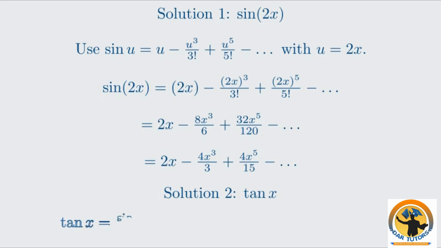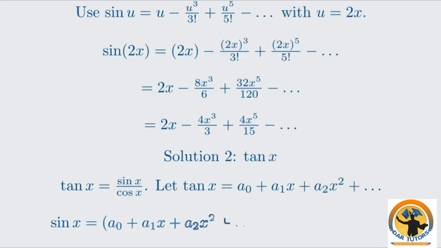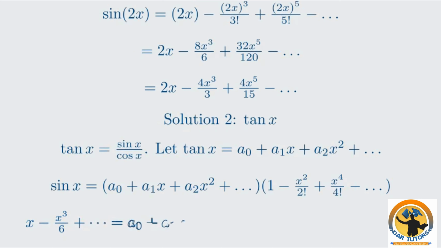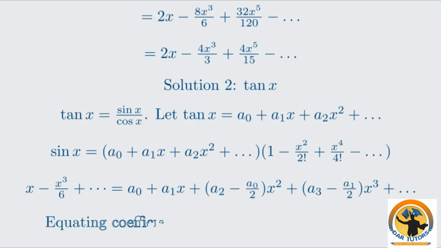For question 2, we use division. We set tan x equal to a series with unknown coefficients, a sub k. We then multiply by cos x and equate coefficients. This gives us a sub 0 equals 0, a sub 1 equals 1, and a sub 2 equals 0. The first 3 non-zero terms are x plus x cubed over 3 plus 2x to the 5th over 15.